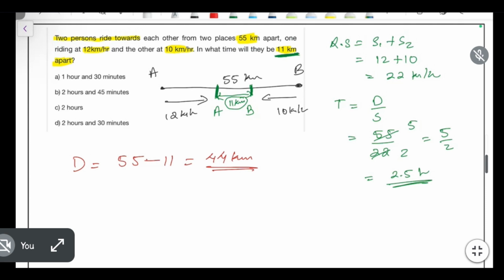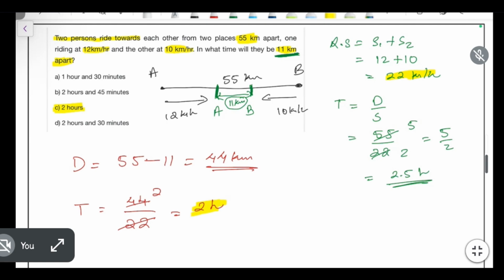Everything else remains the same. So time taken will be distance, which is 44, divided by the relative speed that we have got, which is 22. 22 into how much is 44? 22 into 2 is 44, which means 2 hours is the answer here. So the answer here is 2 hours.